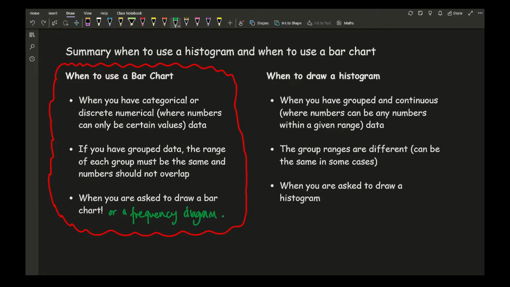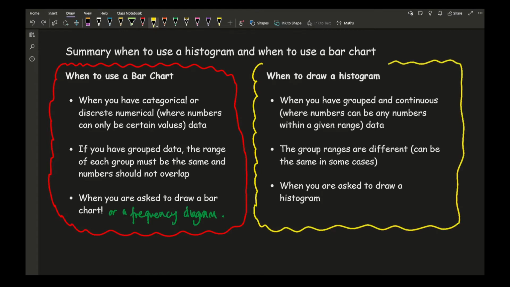But again, a bar chart tends to be at a much lower level. Now, when do you draw a histogram? Well, again, you draw a histogram when you have got grouped and continuous data. And again, a refresh on what continuous means: it's numbers that can be any number within a given range.